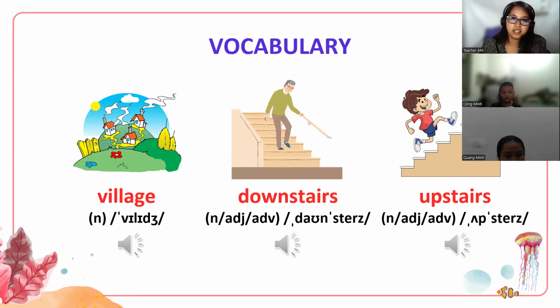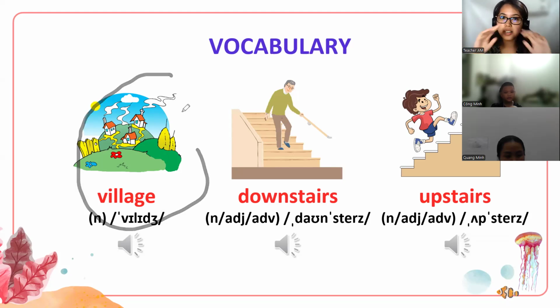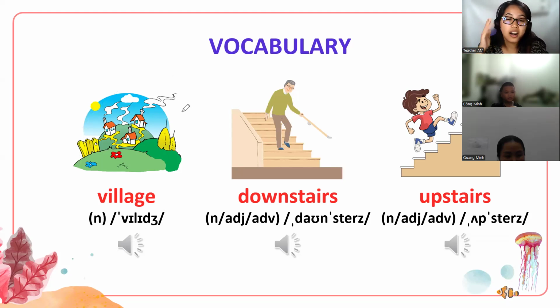Okay, do you live in a village? Yes or no? Bạn sống ở một ngôi làng phải không? Do you live in a village? No. Very good. Okay, now look at the village. How many houses are there? There are two, three. That's right. There are three.